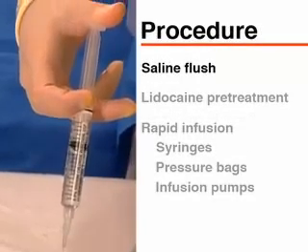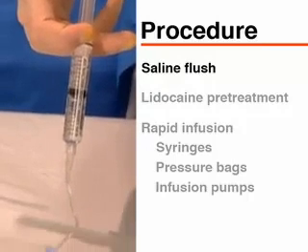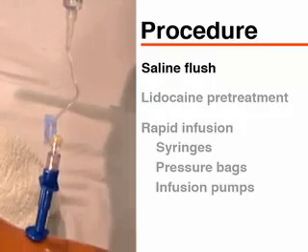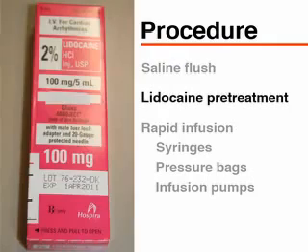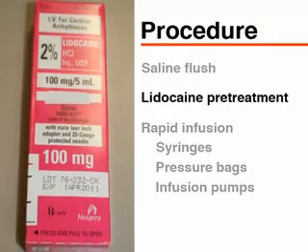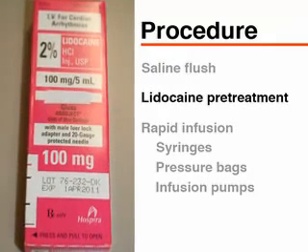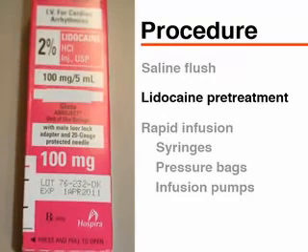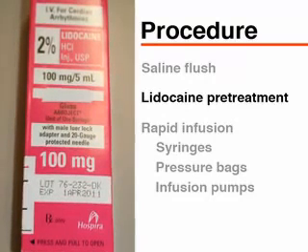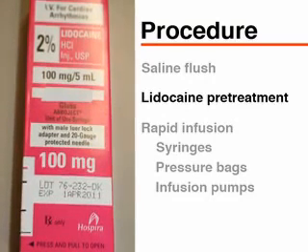A 10 cc saline flush is recommended initially to open venous sinusoids, as well as after the infusion of any medications. In conscious children, pretreatment with lidocaine at a dose of 0.5 mg per kilogram through the intraosseous catheter can be effective in preventing visceral pain resulting from the increased intramedullary pressure.